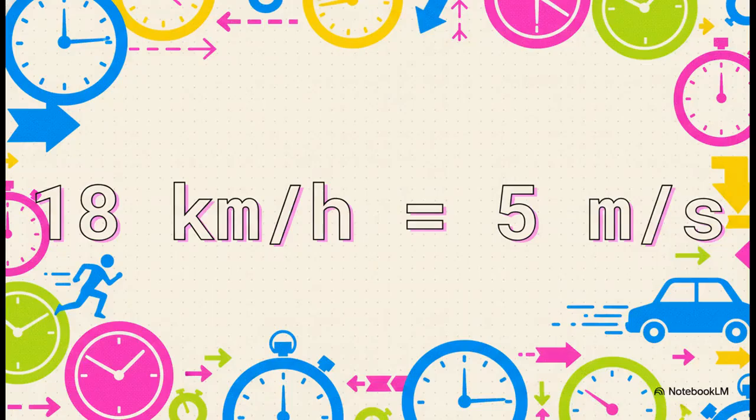All right, let's talk unit conversions, because doing long division by 3.6 or multiplying by 5/18 in the middle of a high-pressure test, yeah, that is just wasted time. Instead, you need to memorize this single base ratio. 18 kilometers per hour is exactly equal to 5 meters per second. This right here is your new mathematical anchor.